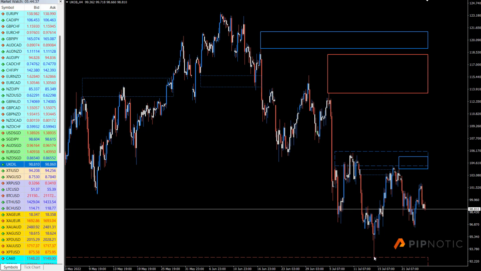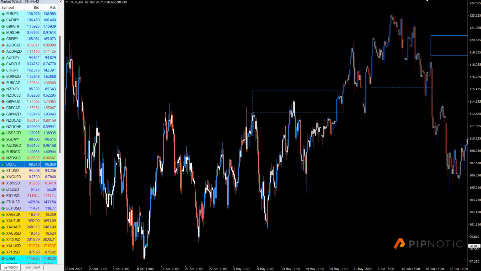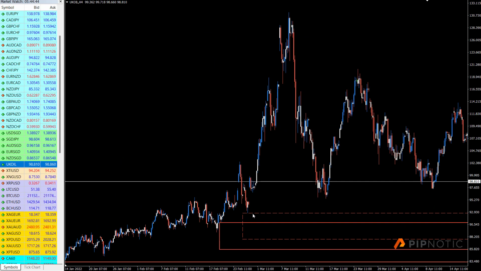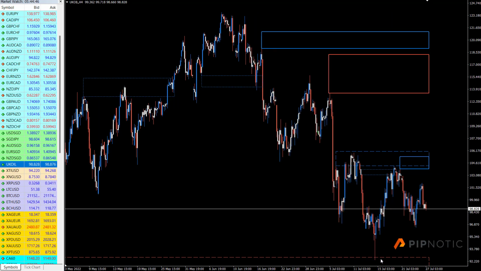We just poked into this really nice area of daily demand here. Let's zoom out and have a look at that. Just here. Okay, we went to it. We went through a couple of pips, and then we just shot north, and now we are contending with this 4 hour supply, which held once. We had a test to the child, and now we're moving down.